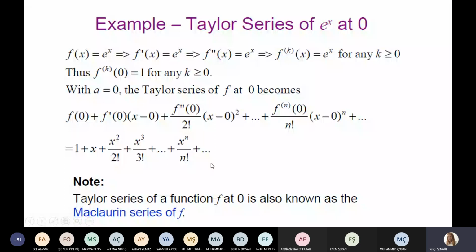So if you are defining a Taylor series of any function at 0, this is what we call the Maclaurin series of f. And this is the Maclaurin series of e to the x. As you can see, instead of using the exponential function, you can use this polynomial function for your calculations.